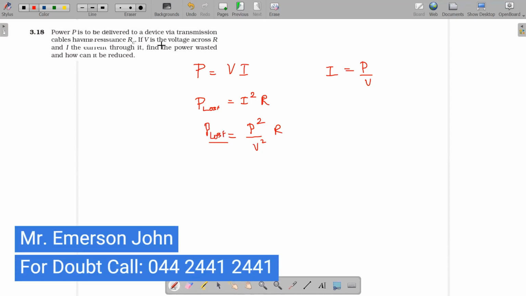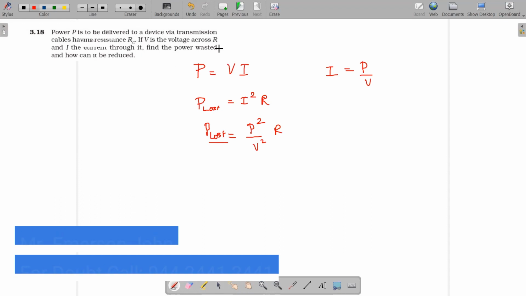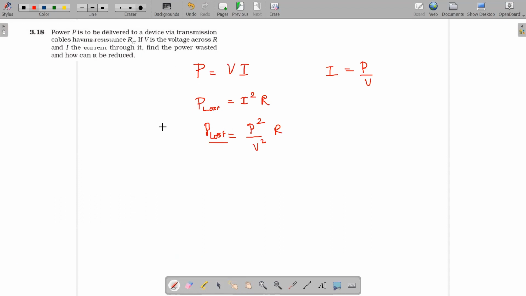Now the next question. We have the formula for the power loss, the power wasted. How can it be reduced? Very simple. To reduce the power loss, keep these two constant: the power we send and the resistance of the coil are constant. So the voltage has to be increased. When we send at high voltage, automatically the power loss will be very less.